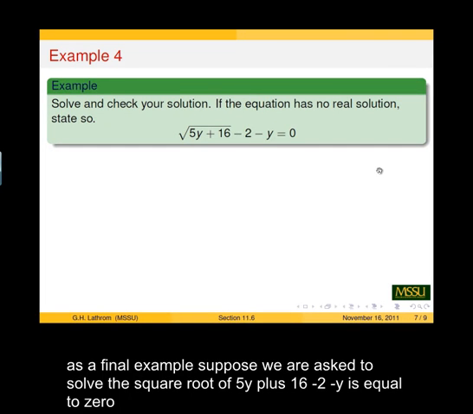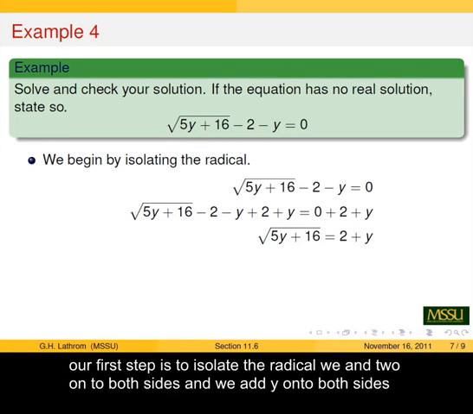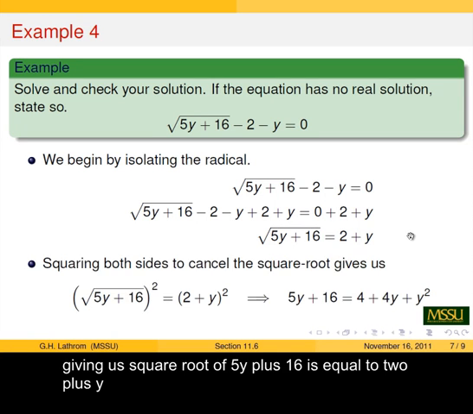As our final example, suppose we are asked to solve the square root of 5y plus 16, minus 2, minus y is equal to 0. Our first step is to isolate the radical. We add 2 onto both sides and we add y onto both sides, giving us the square root of 5y plus 16 is equal to 2 plus y.